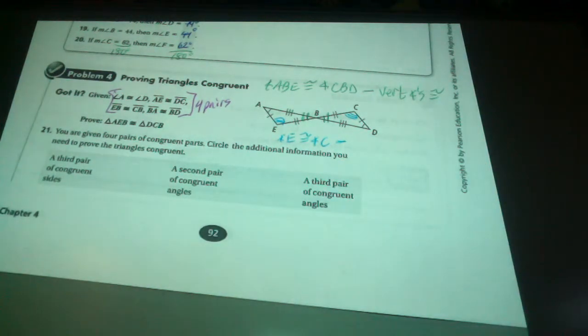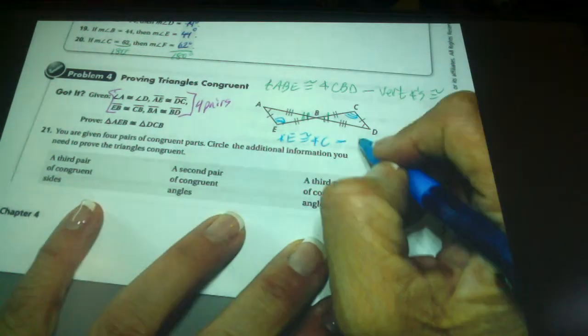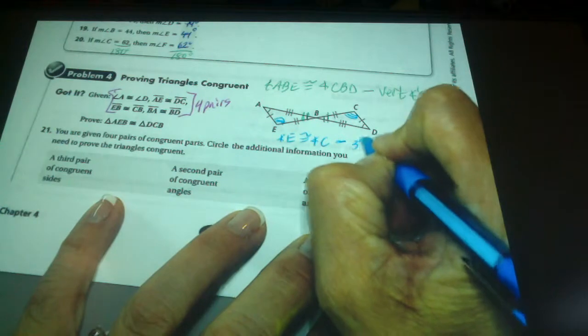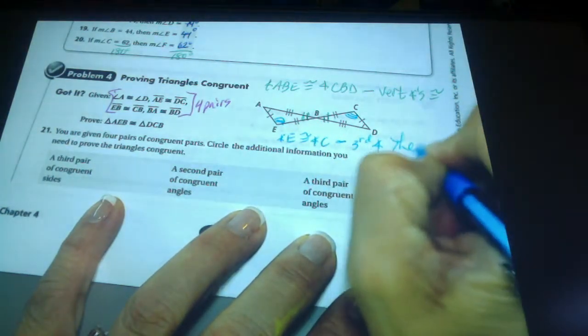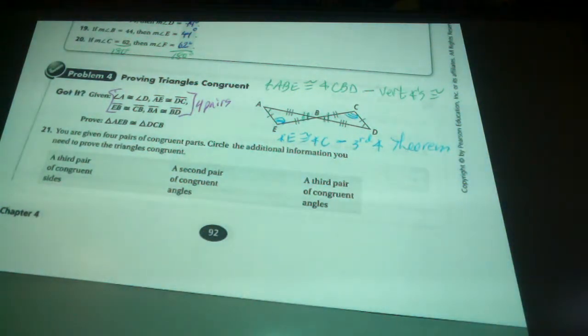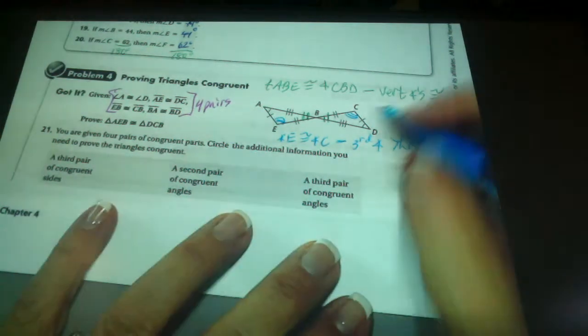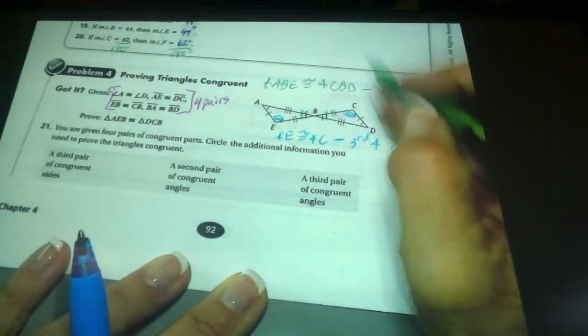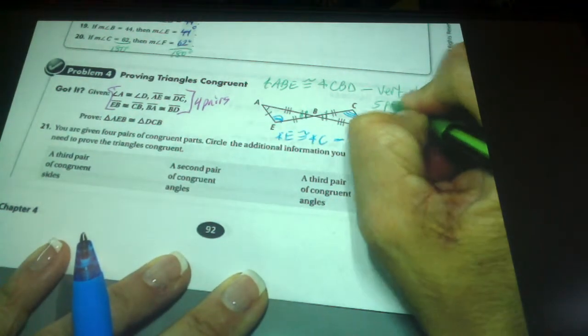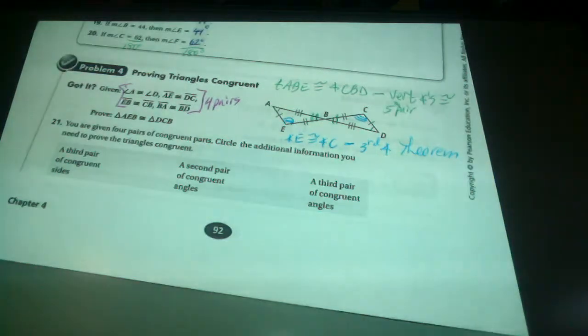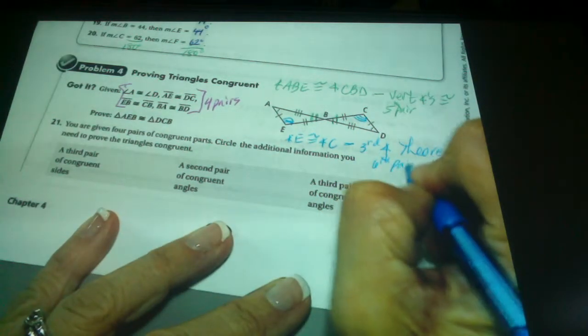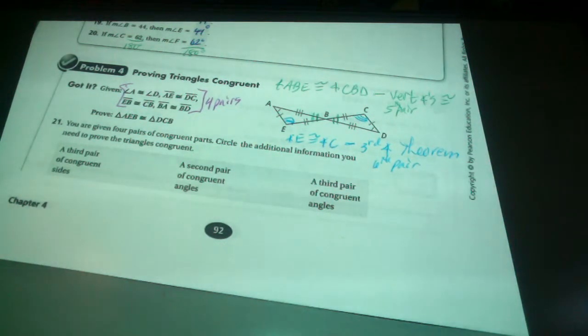How come I can say that? It's that third angle theorem, right? So I'm just going to put, for shorthand purposes, the third angle theorem. We're going to have to write it out in the proof. So that gives me my fourth pair, this is my fifth pair, and then this one gives me my sixth pair. So once I have my sixth pair, then boom, I can say the triangles are congruent. I can't say that until I have all six.